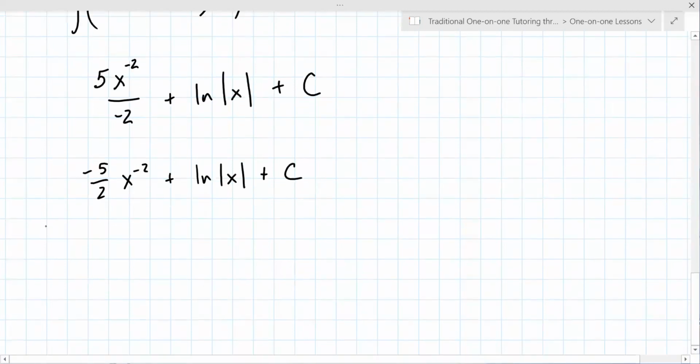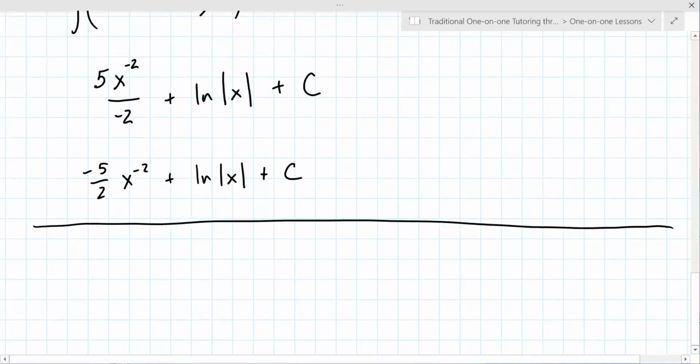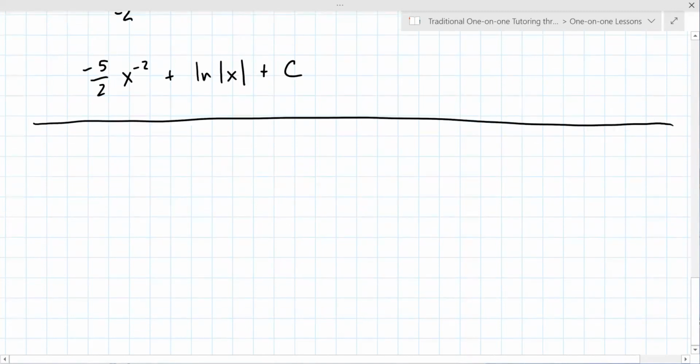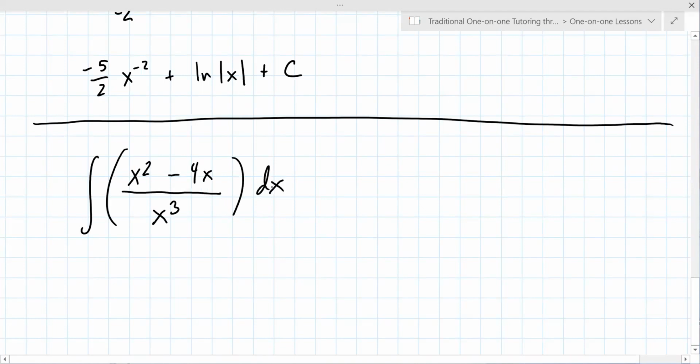All right, let's try another one here. So you're at the point where you have to be able to do these for us to move on to new stuff, because they just get a little bit harder from here. So let's have you do the integral of x squared minus 4x over x cubed dx. You want to give that one a try?